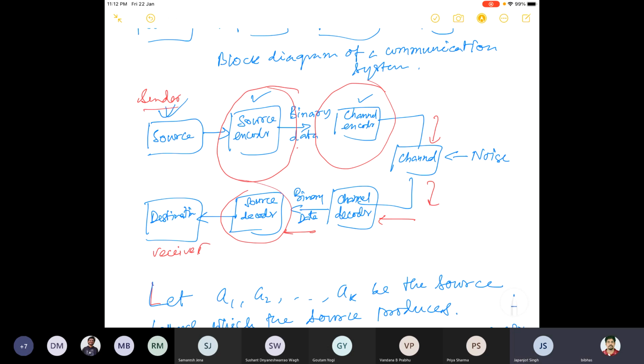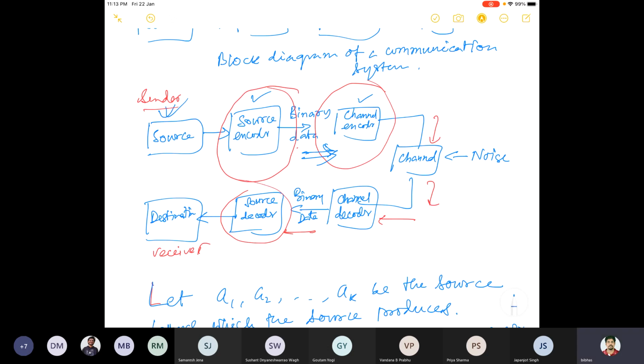Yeah, so the thing is, when you are sending this binary data, you have to send it per unit time. The question is, per unit time, how many symbols or how many bits? Suppose we are doing binary digits. So how many bits per second can you transmit through the channel encoder or through the channel?